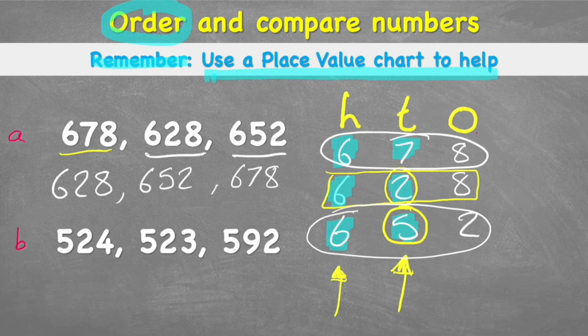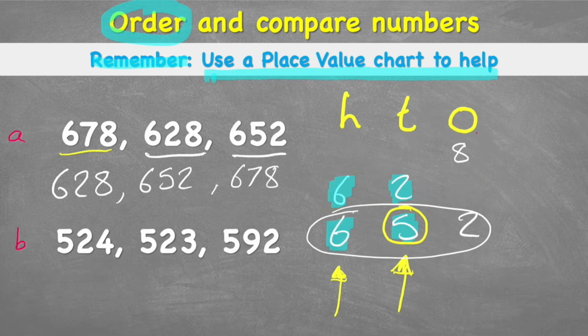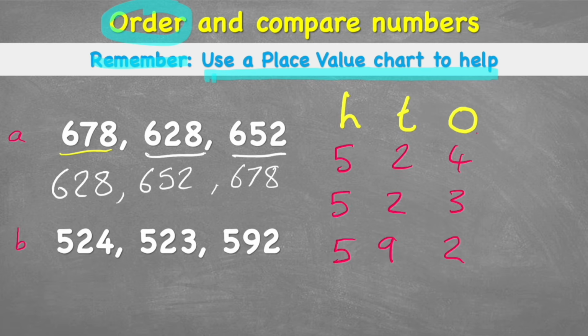Awesome. Let's use that same tactic for the next set of numbers. And let's start by putting them in place. There we go. And again, I'm going to look in this first column, and I can see that they're all 5s, so that doesn't help us.